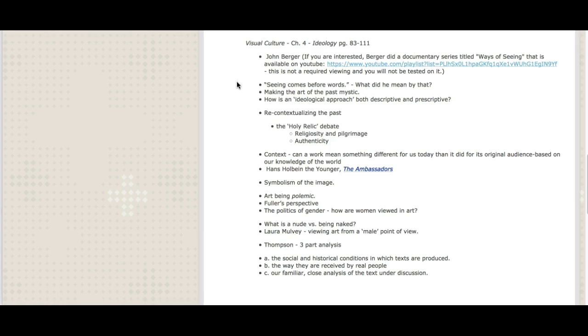There's another theorist named Thompson, and he gives a three-part analysis: the social and historical conditions in which texts are produced, the way they are received by real people, and our familiar close analysis of the text under discussion, which is what we like to do in this class.